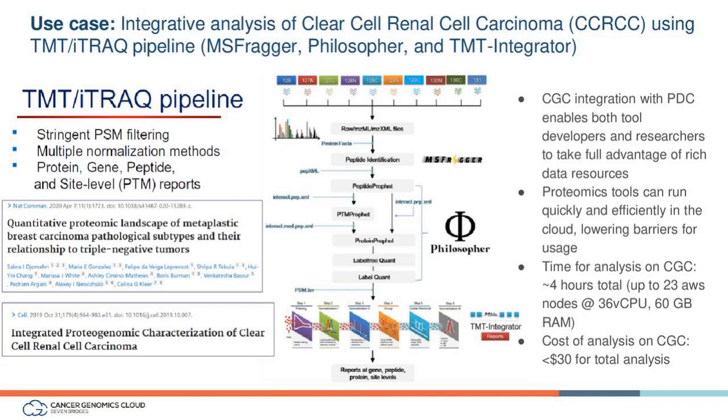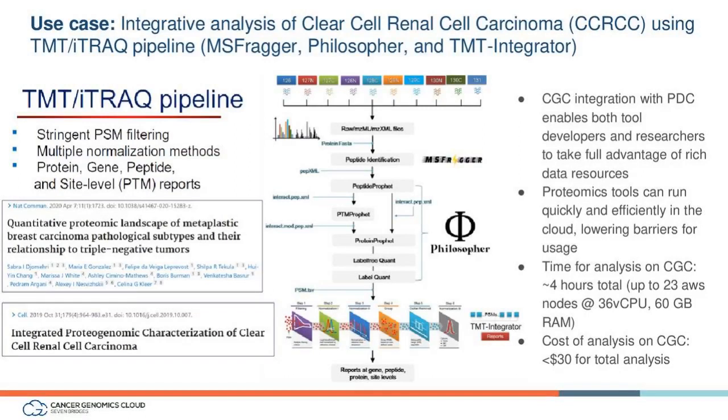And also there was another paper which came, which is on clear cell renal cell carcinoma, CCRCC. So this group at University of Michigan, our collaborators, used 3 different tools called MS-Fragger, Philosopher, and TMT Integrator. They used this technology called Tandem Mass Tag, which is TMT. It's a proteomics technology, and they used the Cancer Genomics Cloud.